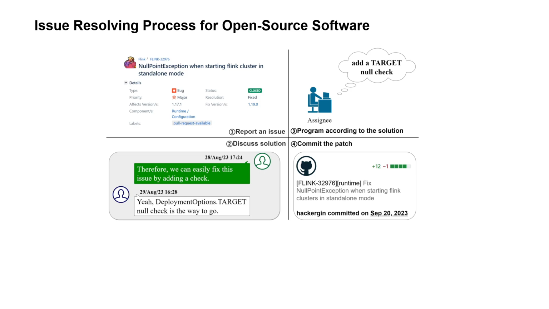We found a typical pattern. First, an issue is raised. Second, maintainers engage in online discussions to find a solution. Third, they assign the task to a developer for patch implementation. Finally, the developers submit the patch for code review.